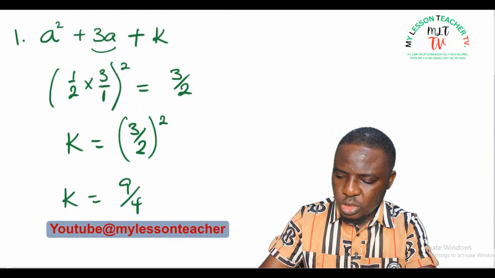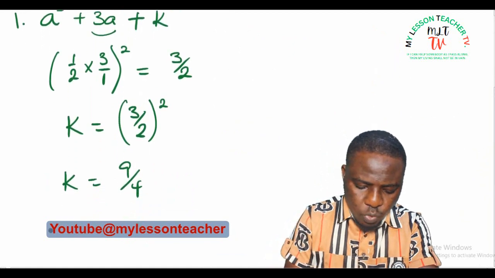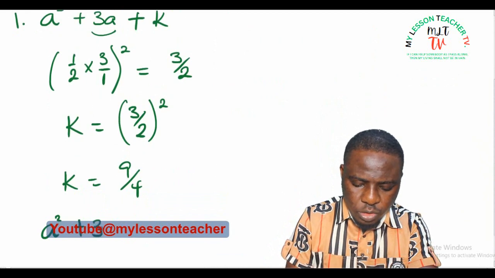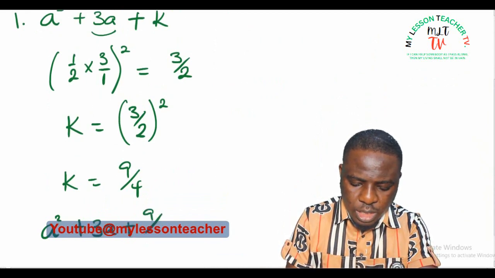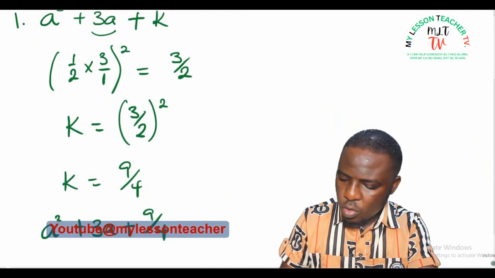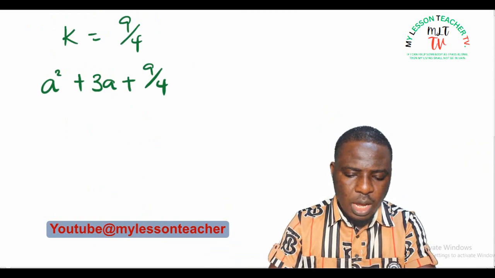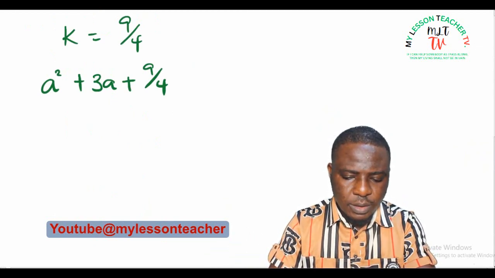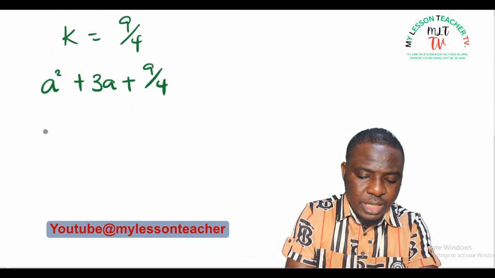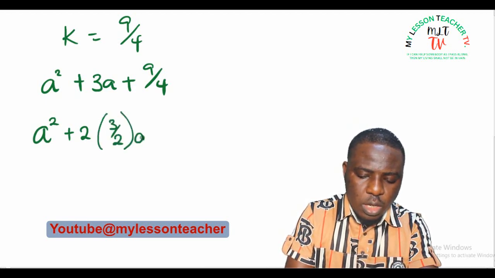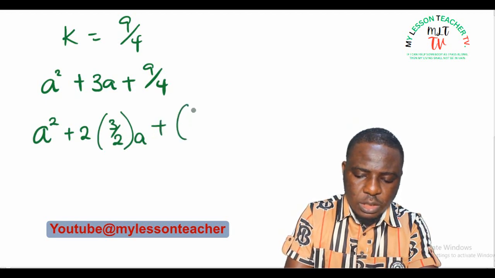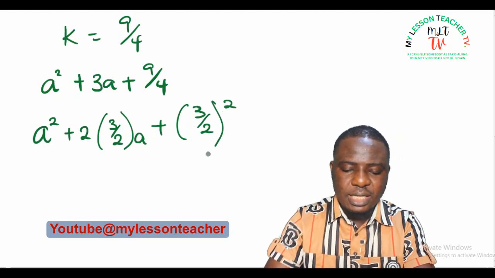And the question says we should therefore factorize. So we have a squared plus 3a plus 9 over 4 to factorize. So how do we factorize this? This can be written as a squared plus 2 into 3 over 2 a plus 3 over 2 squared. How did I get this?